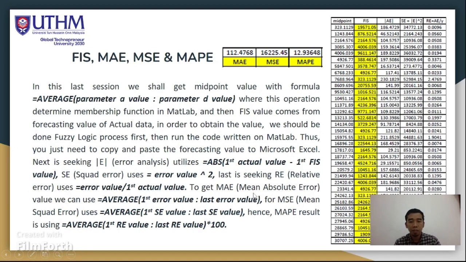To get MAE, the mean absolute error, we use this equation. For MSE, the mean square error, use this formula. And to get the MAPE results, we use this formula or these equations. That is all for me. Thank you.